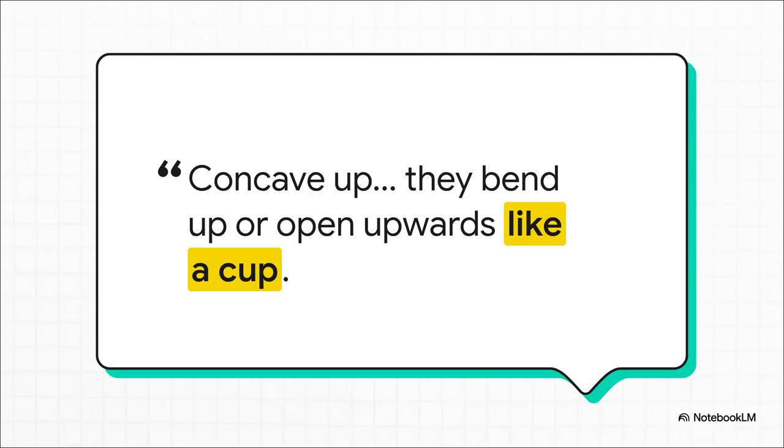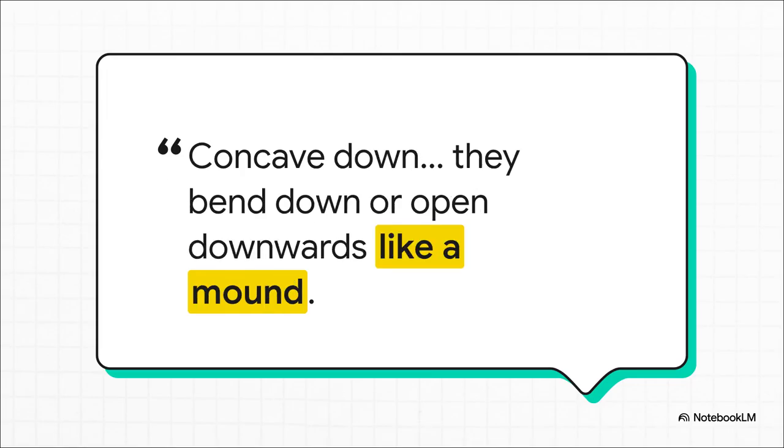Here's a really simple way to remember this, and it comes from some material out of the University of Sydney. A concave up curve, well, it's shaped like a cup. You can literally imagine it holding water. And you guessed it, a concave down curve is the exact opposite. It's shaped more like a mound or maybe a frown. It definitely can't hold any water. It's a super simple visual, but man, is it effective for remembering the difference.